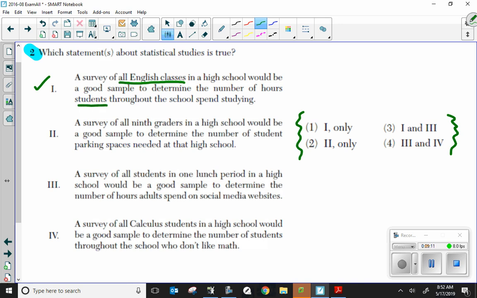Okay. Number 2, a survey of all 9th graders in a high school would be a good sample to determine the number of parking spaces.